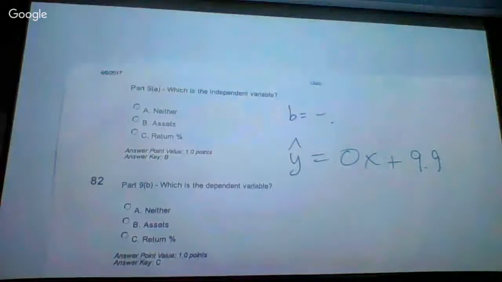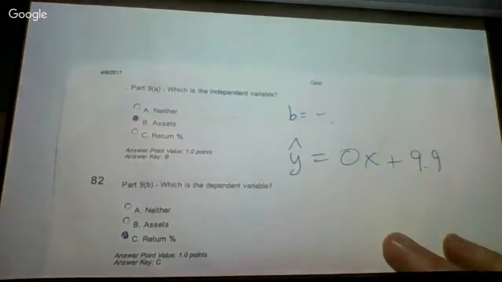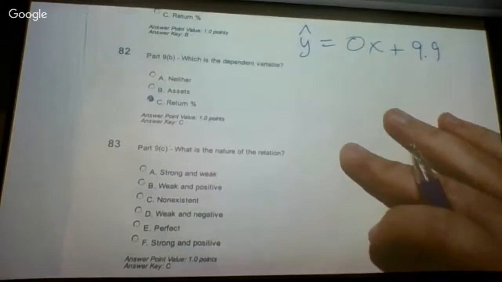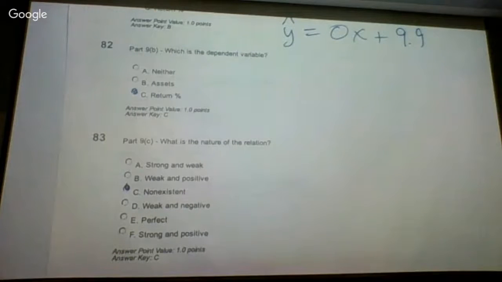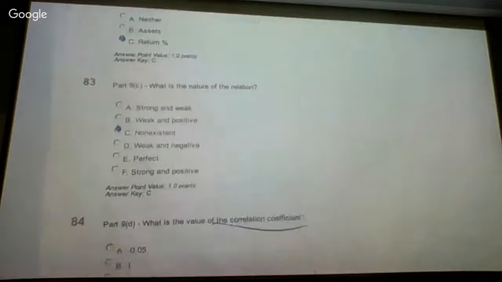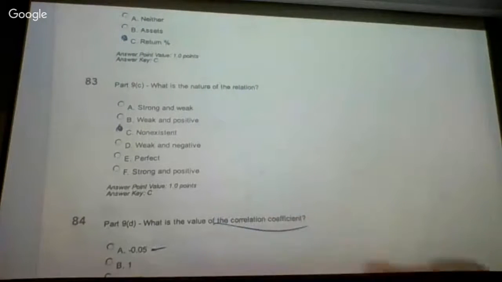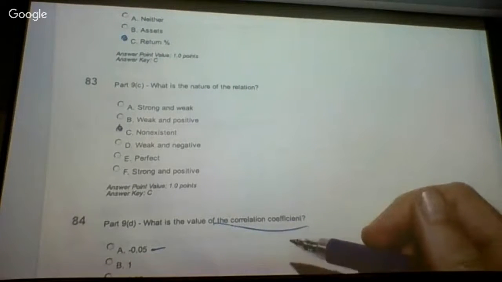So the independent variable, we were trying to use our assets to get some return. The nature of the relationship is that it is non-existent. There's no relationship between your assets and your return. The value of the correlation coefficient is either going to be negative 0.05 or 0. It's probably worth calculating. Those two things aren't discernible.